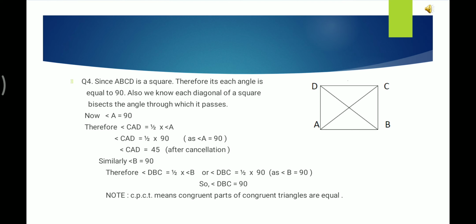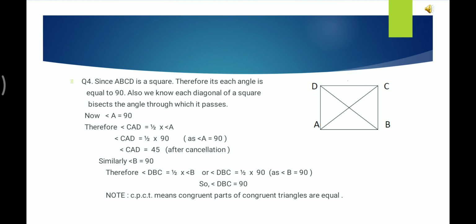In question number 4, we have given ABCD a square and diagonals AC and BD bisect each other at O. In this question, we have to find angle CAD, that is half of angle A, and angle DBC, that is half of angle B.